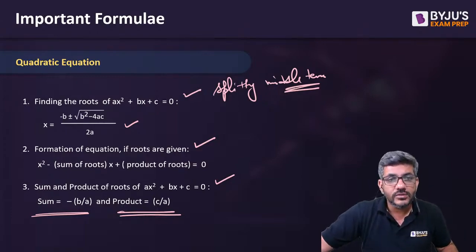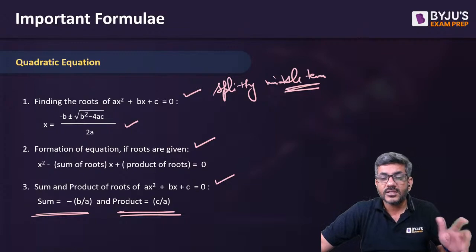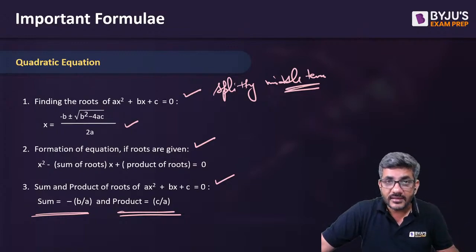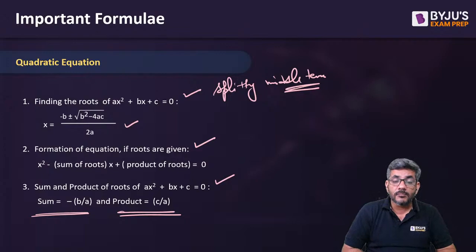If one root is 2, the other would be 1 by 2. If one root is 3 by 2, the other would be 2 by 3. That's what we mean by that. What if the sum of the roots is 0? Minus b by a is 0.